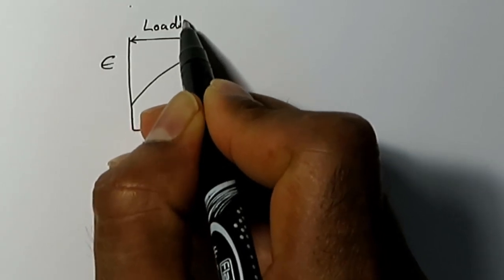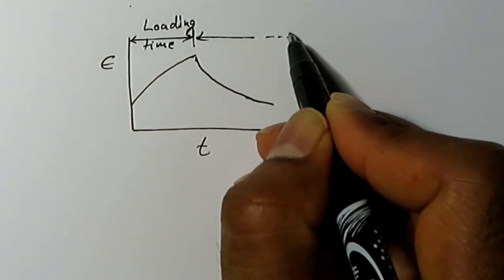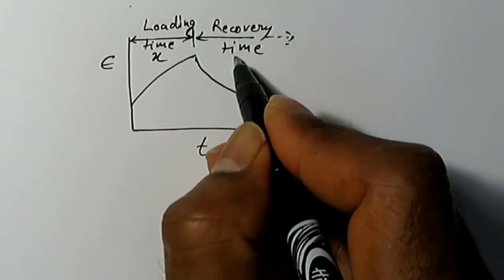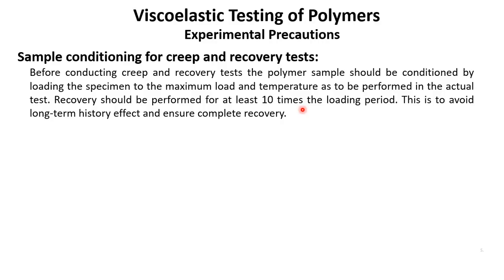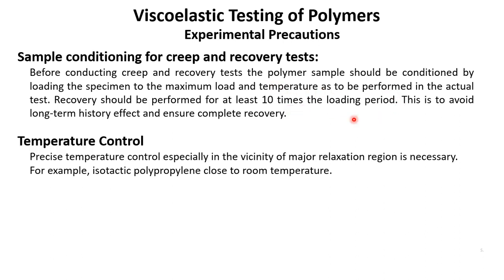So if we do this sample conditioning several times until we are sure that this material does not have any history effect, then we can use this material for further creep or recovery tests. So by conducting this sample conditioning, the sample loses its long-term memory and now remembers the history only in the past few cycles. Also, the recovery is nearly complete after the loading period. Recovery period should be at least 10 times the loading period. So during the test, if we are conducting the recovery test, then it should be at least 10 times the loading period.